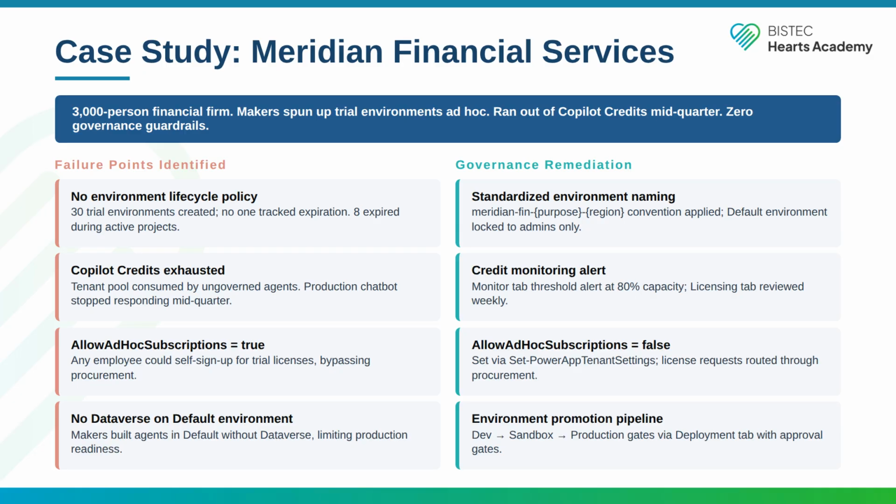The governance remediation that followed was expensive. A standardized naming convention, a capacity monitoring runbook, an environment lifecycle policy, a self-sign-up lockdown. All of it is work that should have been done before the first environment was created. This is what month 1 gives you, the knowledge to avoid the Meridian situation entirely.